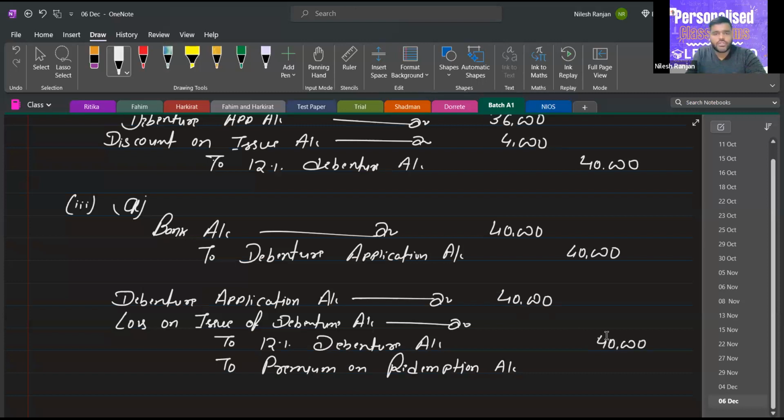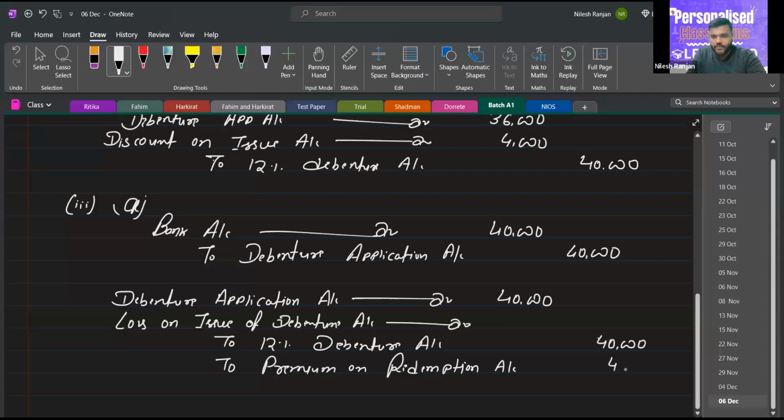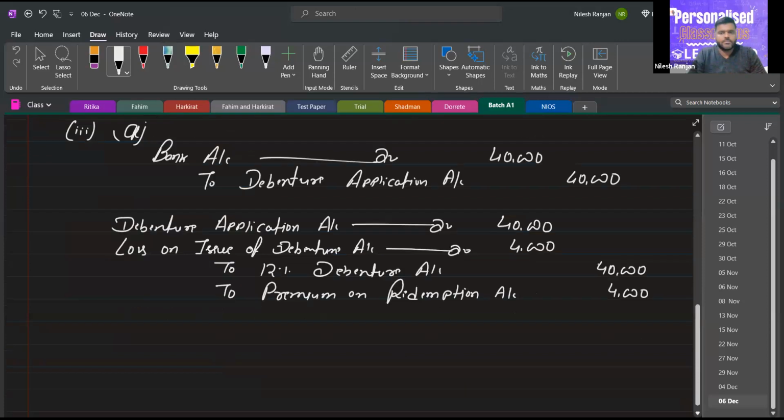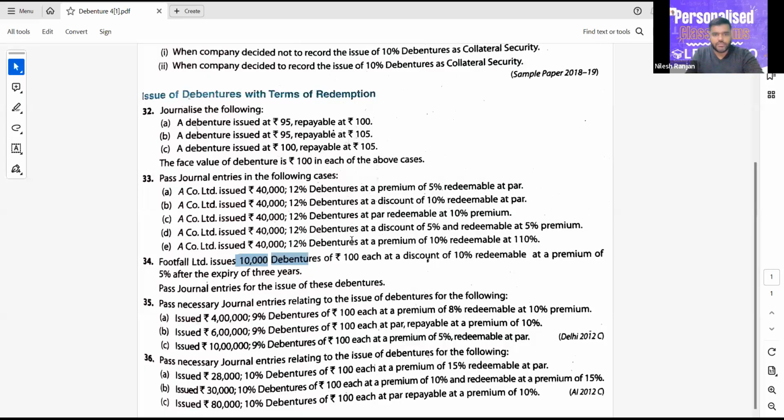We have to redeem our debenture at 10% premium, so we have to give 4,000 premium. So that is our loss, 4,000. Is this clear? Yes, sir. Case number 4, or question number 4, in this is we issued our debenture at discount, and redemption at premium.